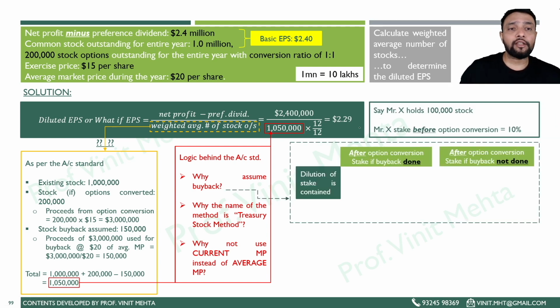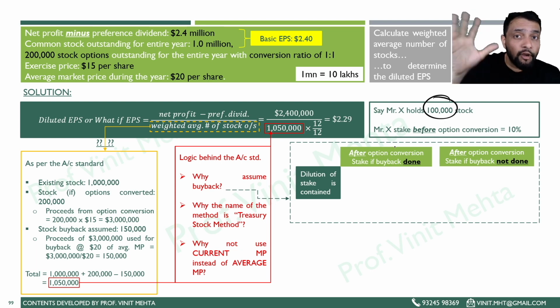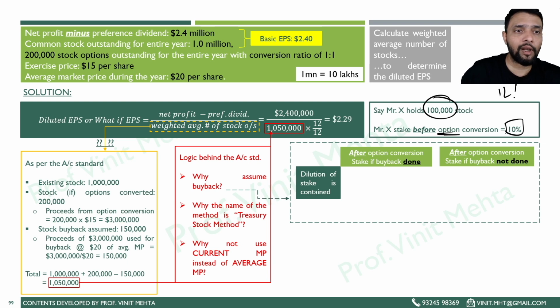Let's say there is Mr. X who holds 1 lakh stock before the option conversion. So before the conversion of the option, the percentage stake of Mr. X is 10%. How do you get 10%? Well, in this example, 1 lakh divided by 10 lakh shares. That's how you get 10%. Now, this was the stake of Mr. X before the option conversion. What is the question? Why does the company do the buyback? Well, one of the reasons is if they do the buyback, the dilution of the stake is contained. Here's how. I've created two scenarios: what if the buyback is done and what if it is not done?